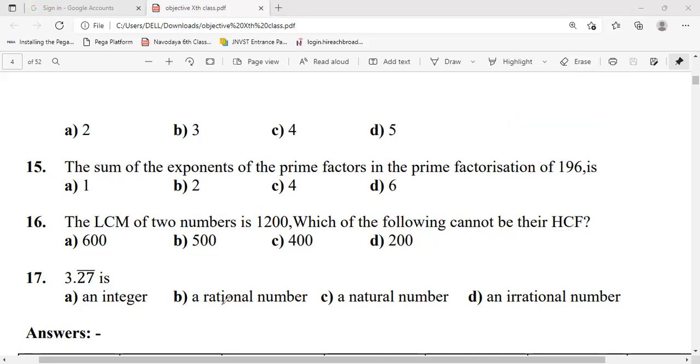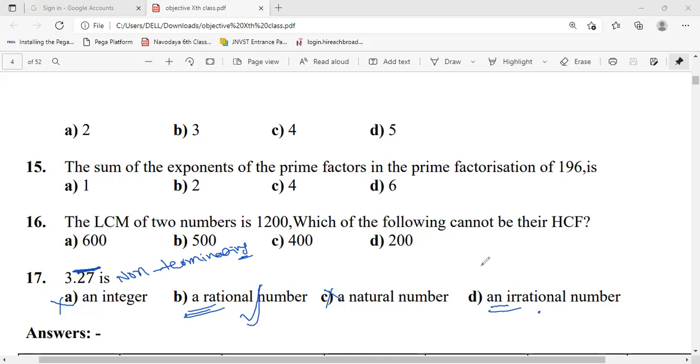Next, 3.27 bar. Is it an integer, rational number, natural number, or irrational number? It is not an integer, it is not a natural number. So the comparison is between the rational number and irrational number. First of all, it is non-terminating. This also I explained in the irrational number part. If you want, you see, I will give the end card. So 3.27 bar, whenever the bars are coming, that is also considered a rational number, not an irrational number.